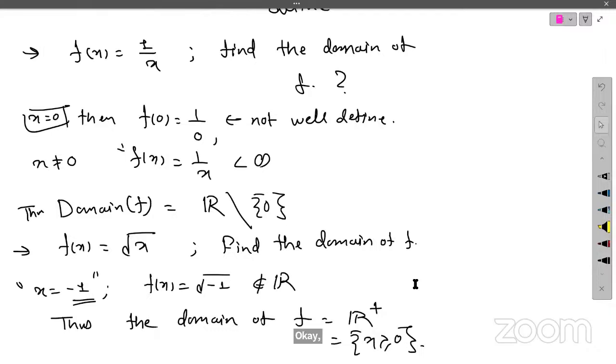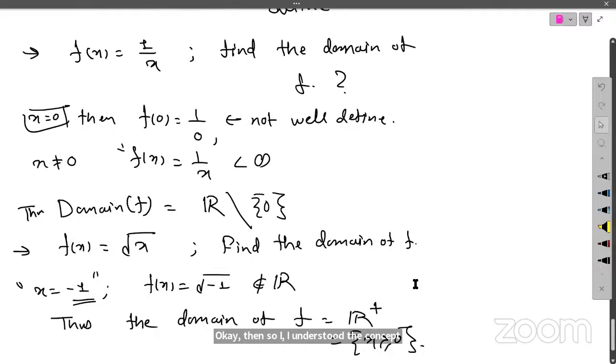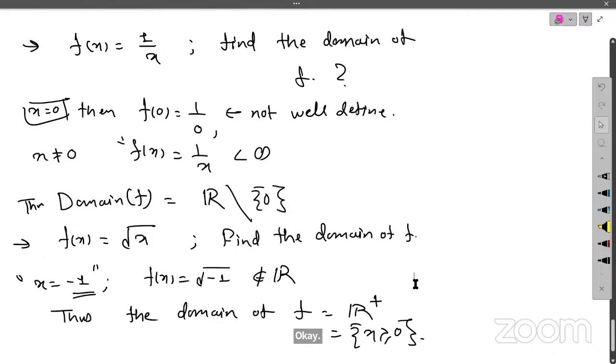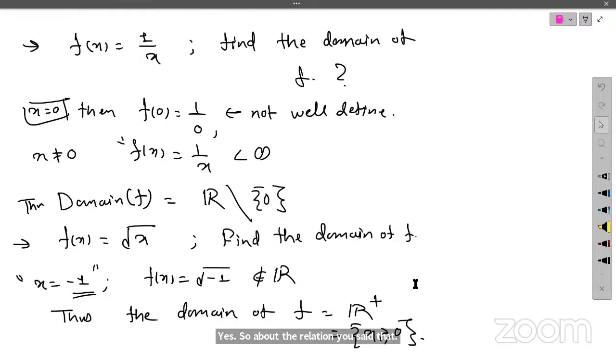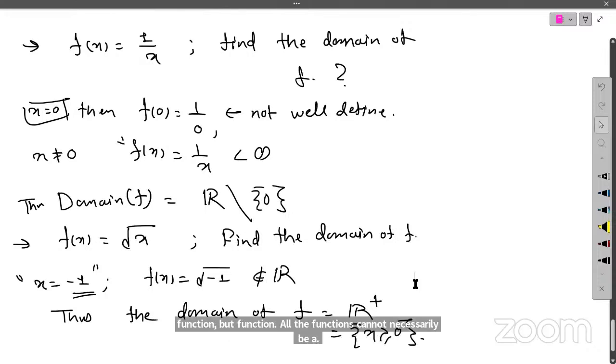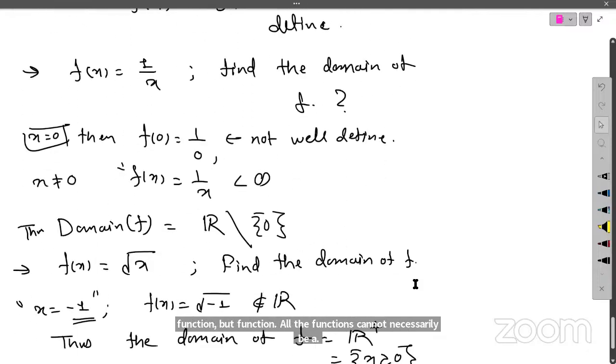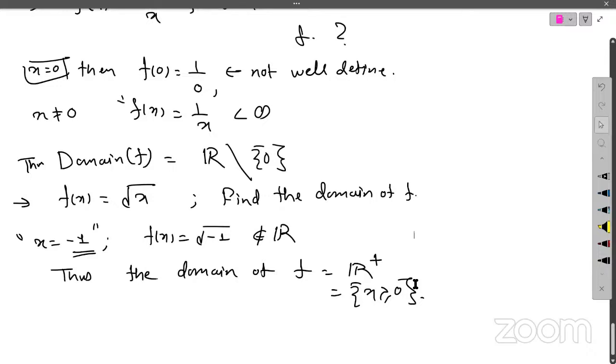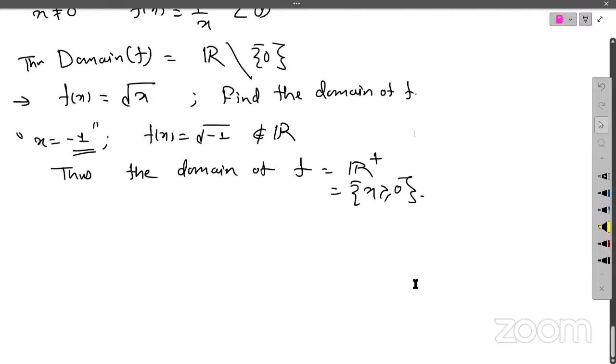I understood the concept of domain of a function, but I'm sorry, I had some doubt about the relation part that you explained earlier. Yeah, what's your doubt? About the relation part, ma'am, you said that a relation can be a function, but a function cannot necessarily be a relation. Is that correct? No, you're stating it conversely. I said that for every function, you can assign a relation which denotes all the properties of the function, but every relation cannot be a function. A function can be a relation, but a relation cannot be a function.